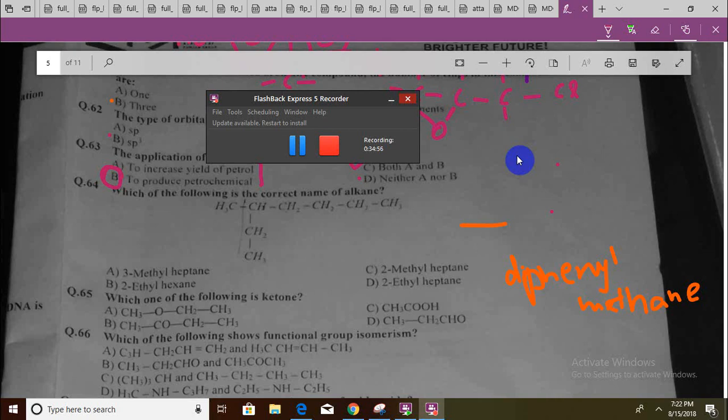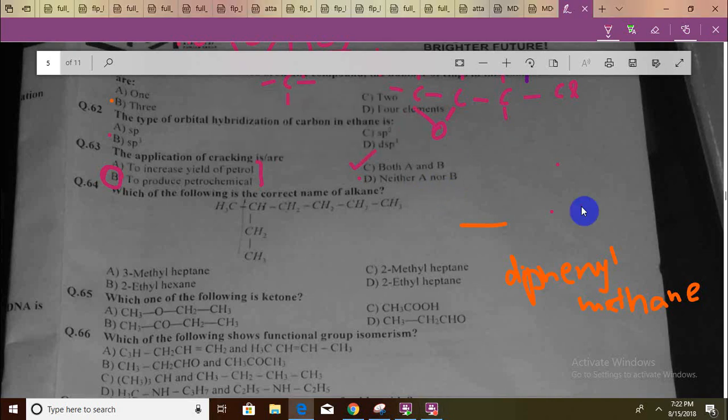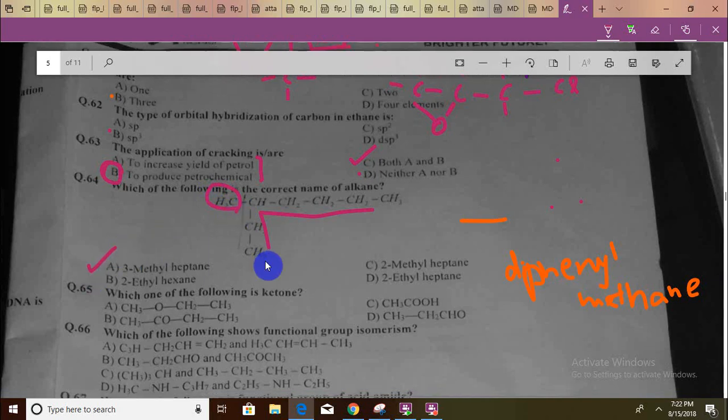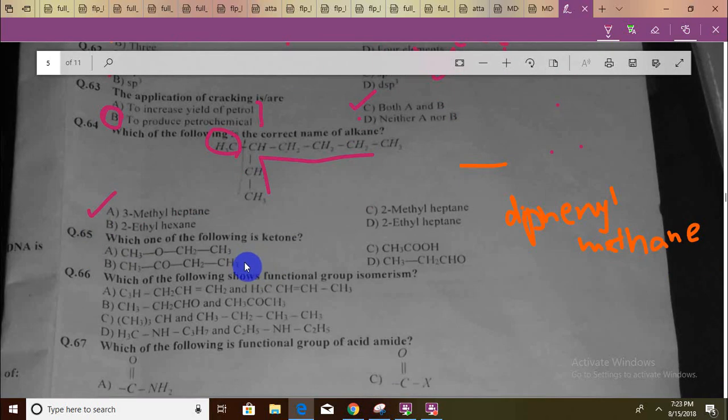So if you take a look at this, it would be a good idea. So which of the following is the correct name of alkane? 1, 2, 3, 4, 5, 6, 7. This is the big one. 7 means heptane. 1, 2, third. Substituent is on third carbon. So this should be 3-methyl heptane. So which is a ketone? Obviously this one.